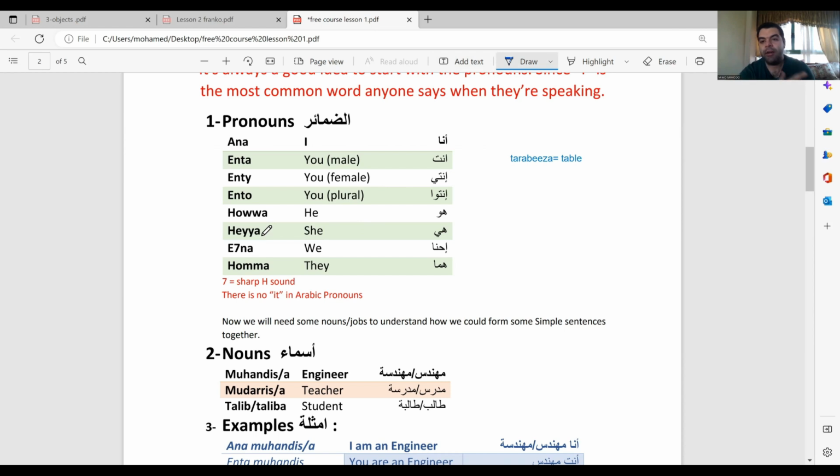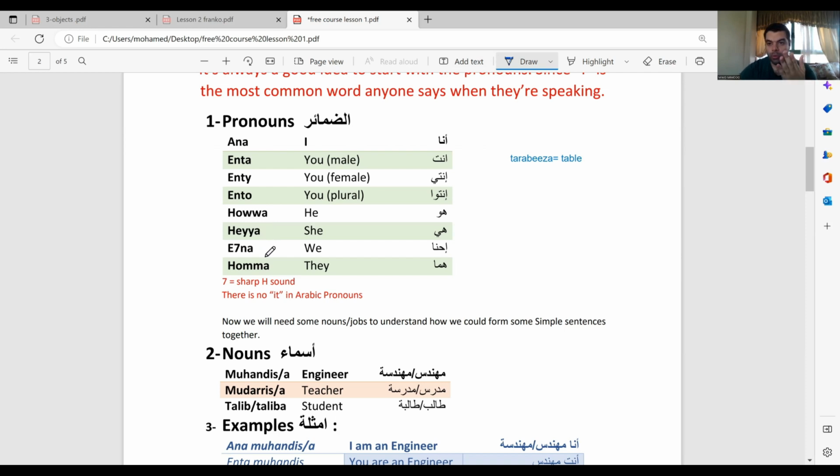And you can apply this to everything else. So if you're talking about a feminine object, we're going to say hiya. If it's a masculine, we're going to say huwa. And that's how it is. That's why we don't need it. Okay, it's either male or female. Good. And then what else do you need to know here is that we have three different yous.